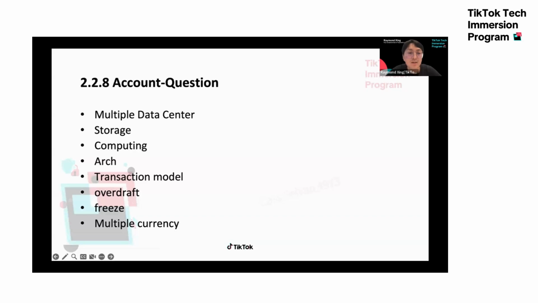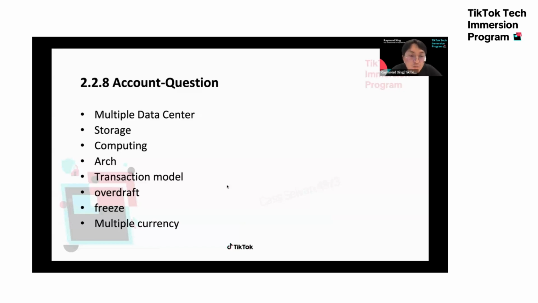And the last part is multiple currencies. Let's say every country has its own currency: Singapore dollar, USD, and so on. So how do we transfer between different currencies, from the debit side to the users? This part is a very tricky thing. We also need to think about it.